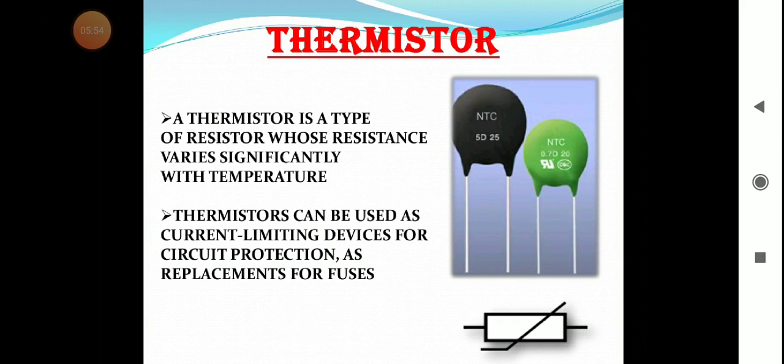The other one is the thermistor. A thermistor is a type of resistor whose resistance varies significantly with temperature. That's why it is called a thermistor, a thermal resistor. A thermistor can be used as a current limiting device for circuit protection, as a replacement for fuses.